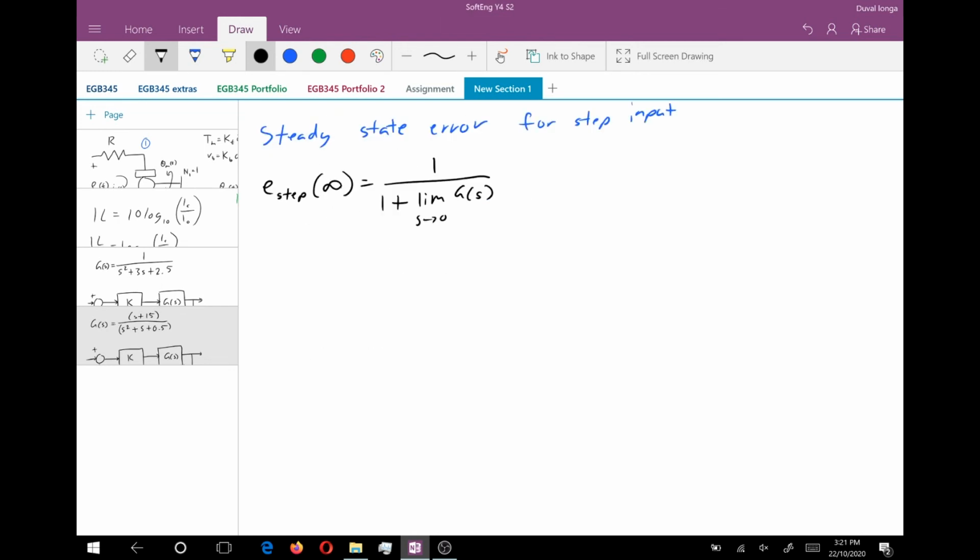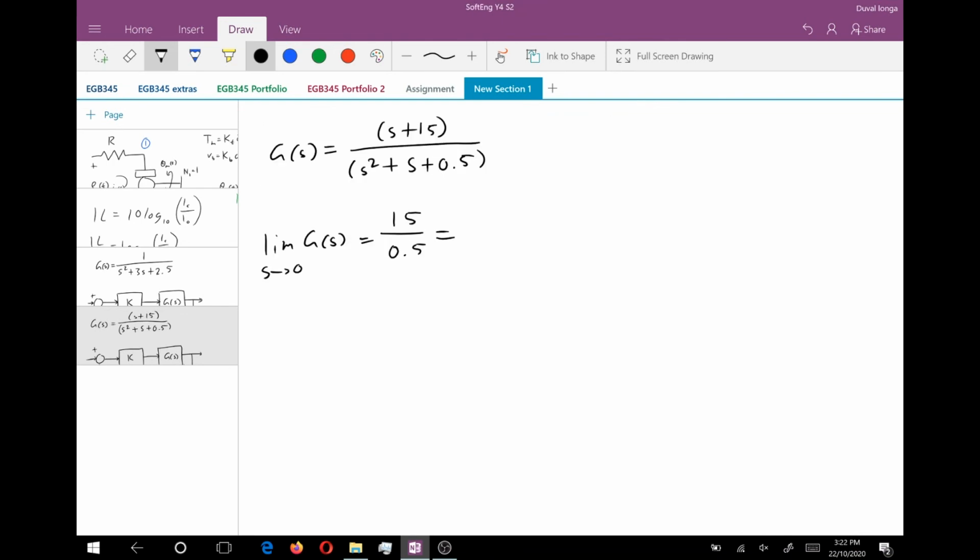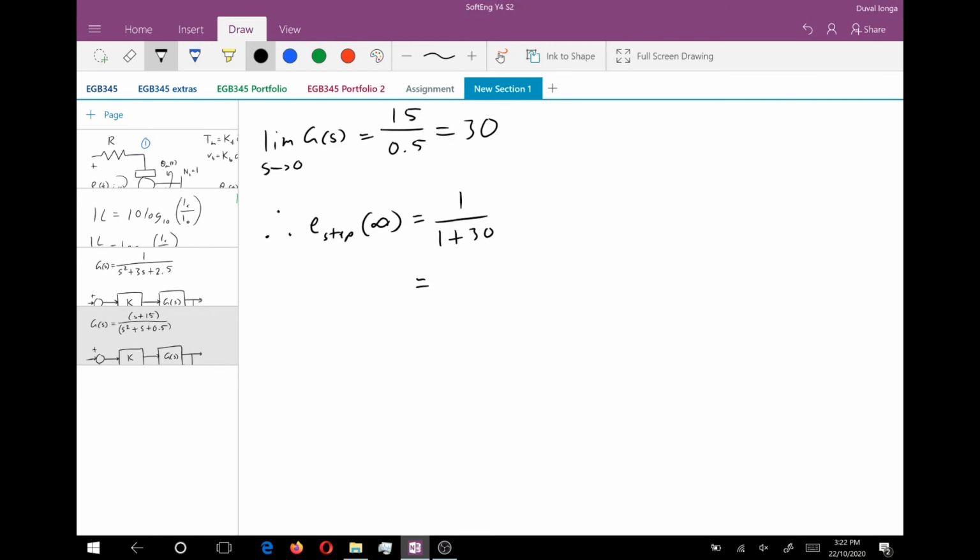And so to find the steady state error for a step input, we will use this equation where the limit when s approaches 0. And using our open loop system, as s approaches 0, we get 30. And plugging that back into the equation for steady state error, we get an error of 0.03.